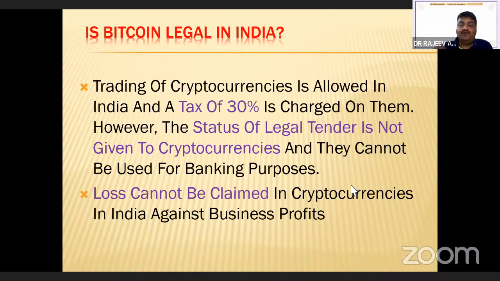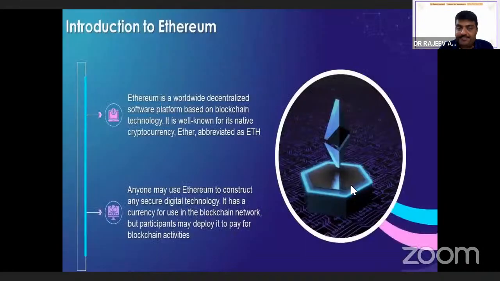Losses cannot be claimed in cryptocurrency. Suppose you buy Bitcoin for say $30,000 and it goes to $20,000 and you sell it. This $10,000, whatever loss you have incurred, you cannot claim it in your books, but whatever is the profit, you have to pay tax. So that is one more negative thing with the government.